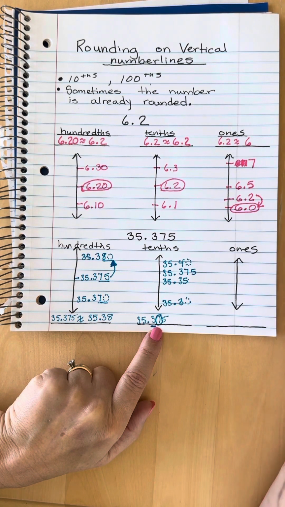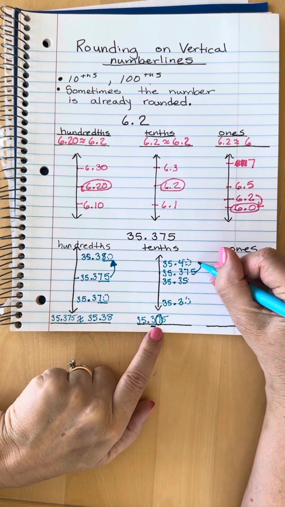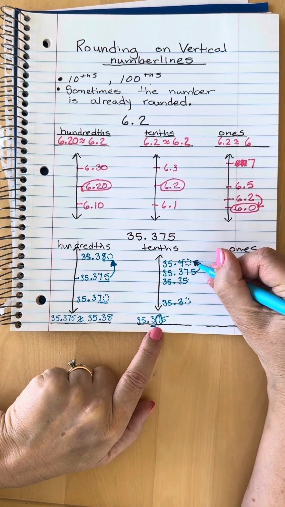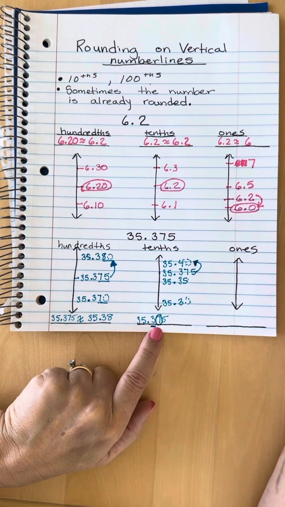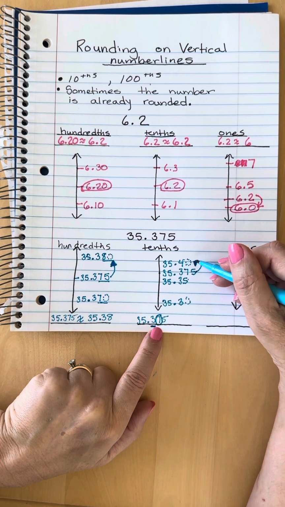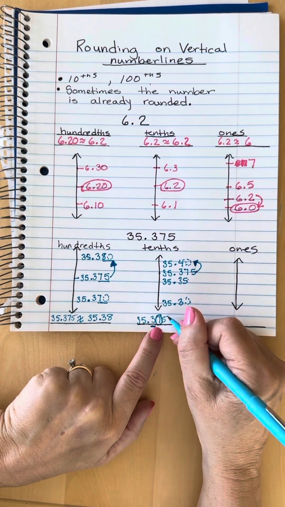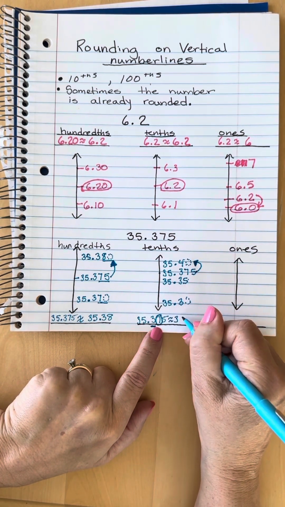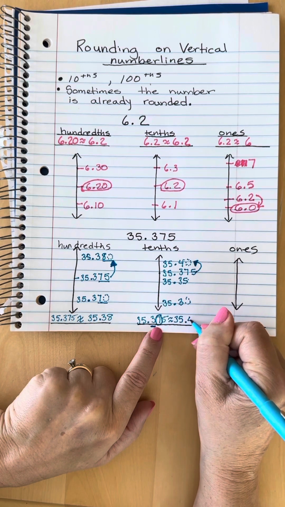Now remember, which one is it closest to? Well, it's closest to 35 and 4 tenths. So that tells me this number is going to round up to 35 and 4 tenths.